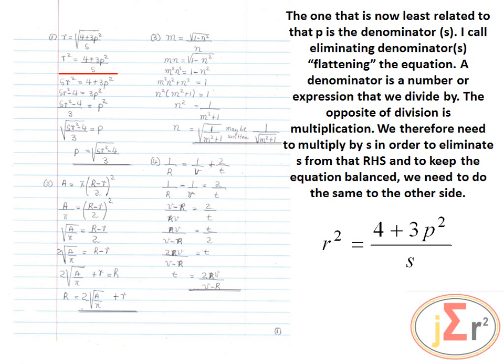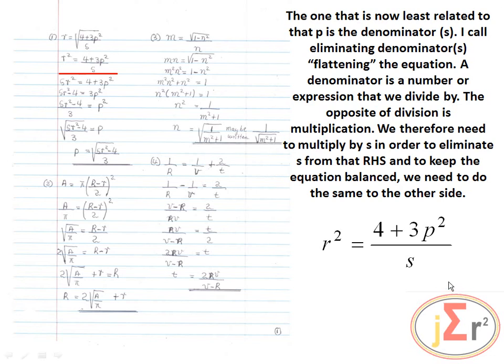The one that is now least related to that P is the denominator S. I call eliminating denominators flattening the equation. A denominator is a number or expression that we divide by. The opposite of division is multiplication. We therefore need to multiply by S in order to eliminate S from that right hand side. And to keep the equation balanced, we need to do the same to the other side.